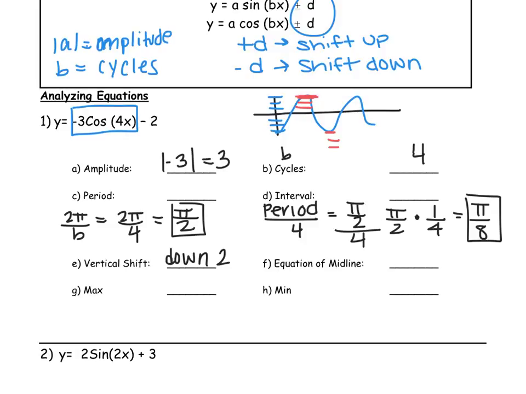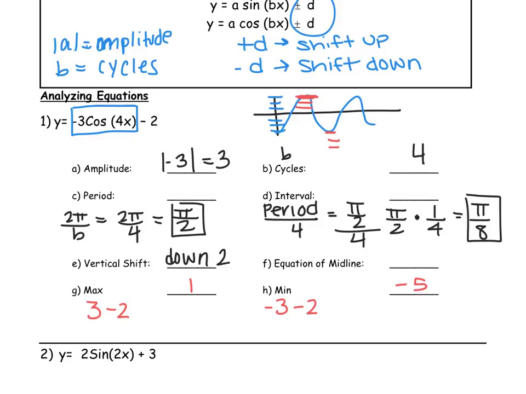So basically what we want to do is take the original maximum, which is 3, and subtract 2. That gives me 1. Then we take the original minimum, which is negative 3, and I subtract 2. So the minimum is at negative 5.